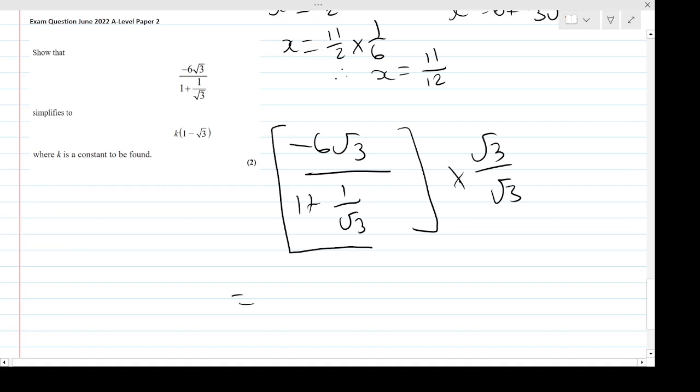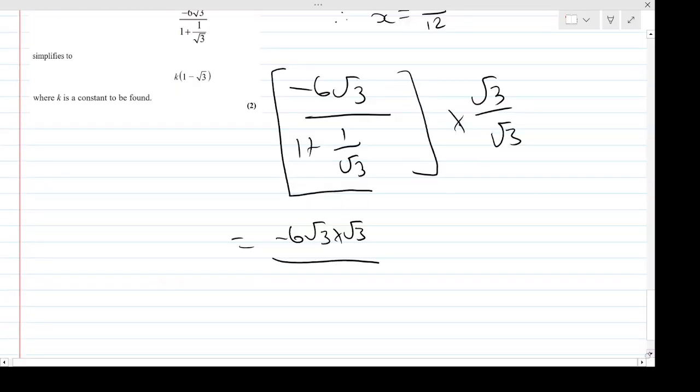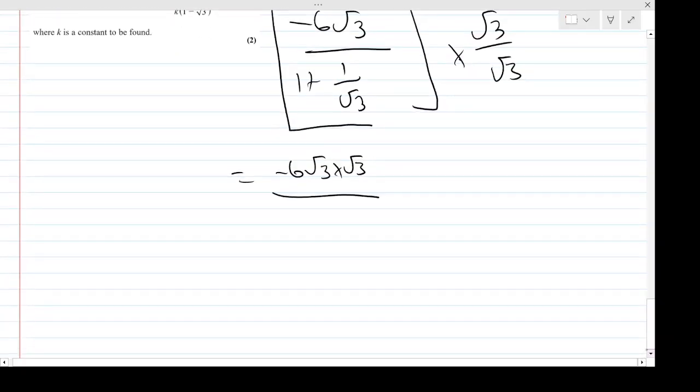Then the numerator, minus 6 root 3 times by root 3, I'm going to leave that there for now, I'm not going to get too ahead of myself. Then I'm going to have root 3 times the denominator, which is 1 plus 1 over root 3.